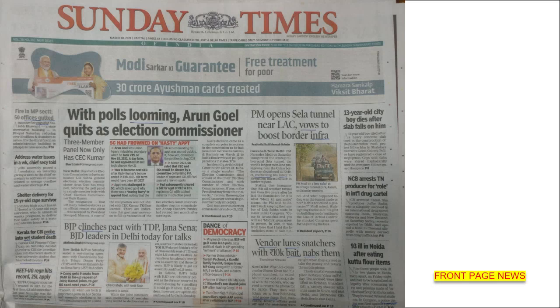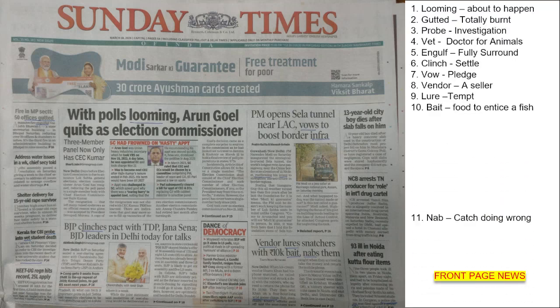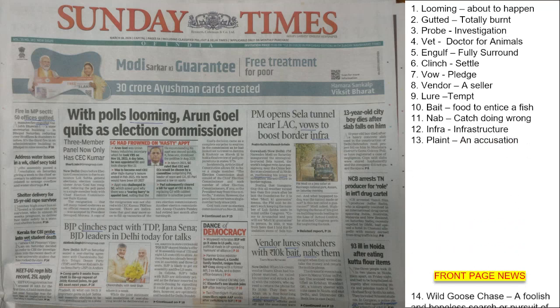Now, when I read this particular page, very small news, but you can see on the left hand side I could find gutted and engulfed. Then I could find probe, then this rocked the state. Then I found the word looming there. Then clinches. There are many words I could find. So I just noted down those words here for the sake of gathering information for you.